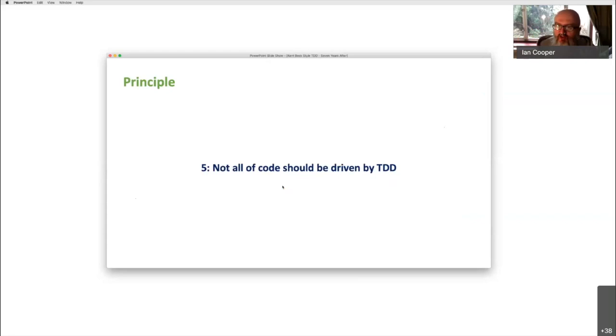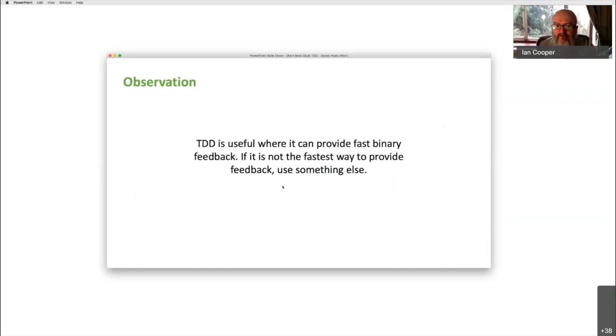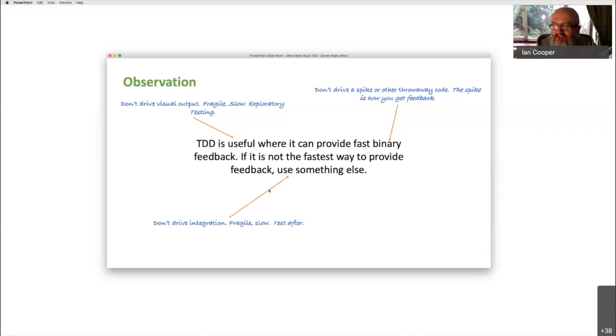It's not test-first development, not the process we're describing here, right? TDD's process is to find fast binary feedback. What we don't want to do, therefore, is drive tests about things that are fragile or slow or potentially where exploratory testing would give us better feedback. Okay. We don't drive spikes or other throwaway code. A spike is how we find stuff out. There's no point writing tests around it. The feedback is the spike, right?